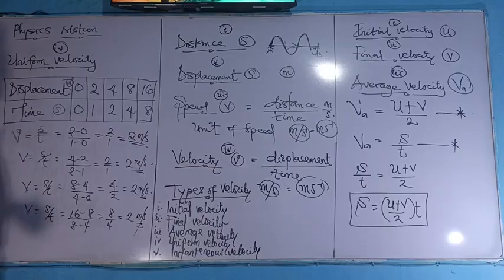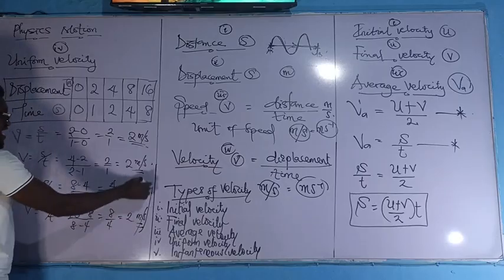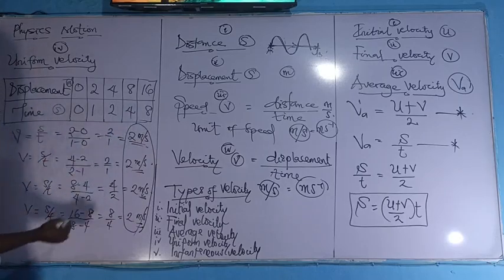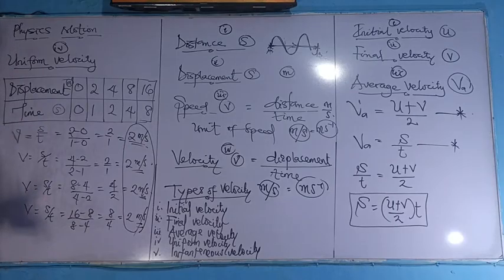Now, looking at this, you will observe that the changes here are uniform. Hence, we said that the velocity is uniform velocity, as the velocity all through is what? 2 meters per second.